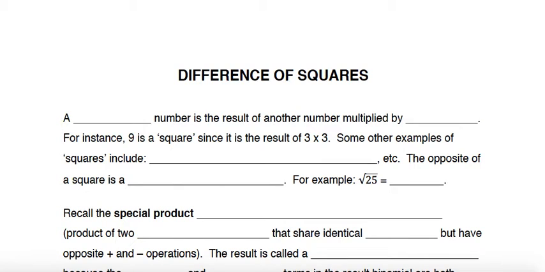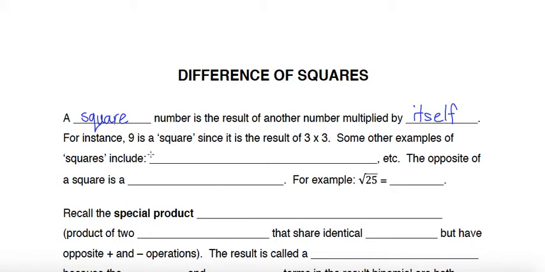Squares. So the last type of factoring that we're going to look at in this quadratic expressions unit is difference of squares. So what do you need to know? You need to know that a square number is the result of another number multiplied by itself. For instance, 9 is a square since it is the result of 3 times 3.